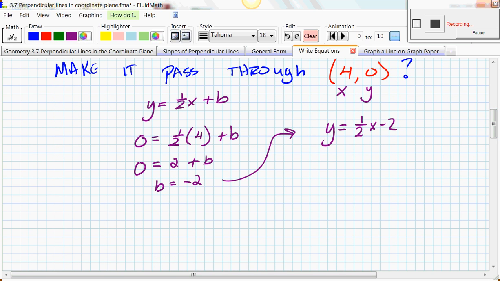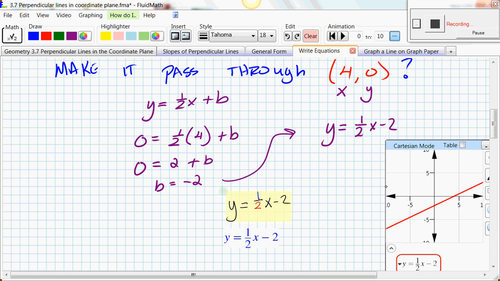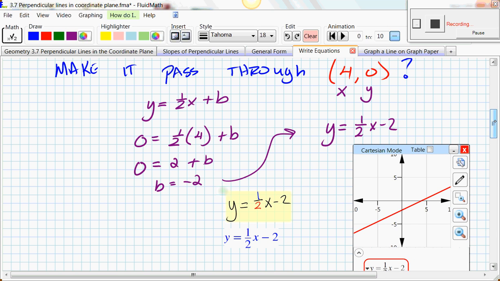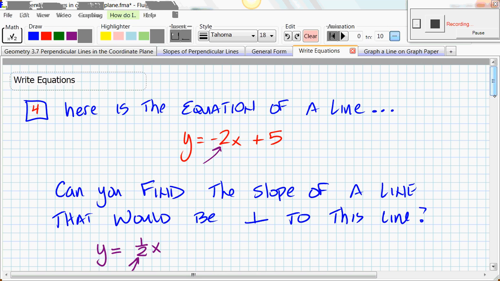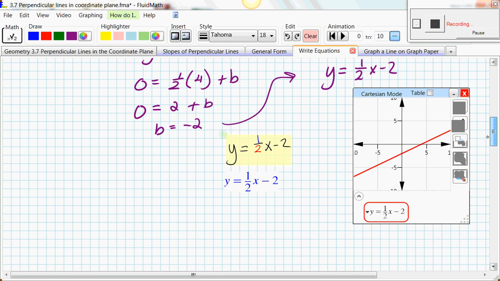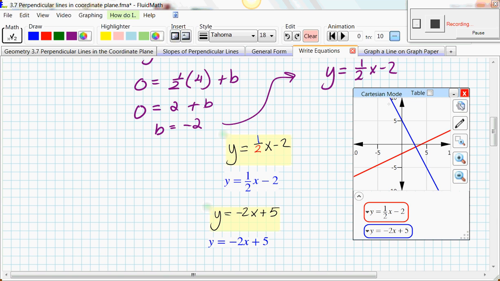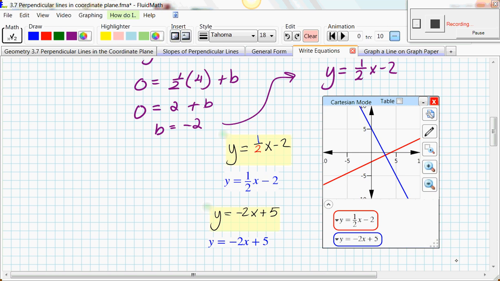So if I were to graph that one, right? If I were to graph y equals 1/2 x minus 2, and take a look at the graph, I'd have this, right? And then let's graph the original equation, which was negative 2x plus 5. Let's graph that one too. And hopefully these will be perpendicular. Y equals negative 2x plus 5. Let's put that one on there. Plus 5. Okay, yeah, this is looking like they are very perpendicular, right?